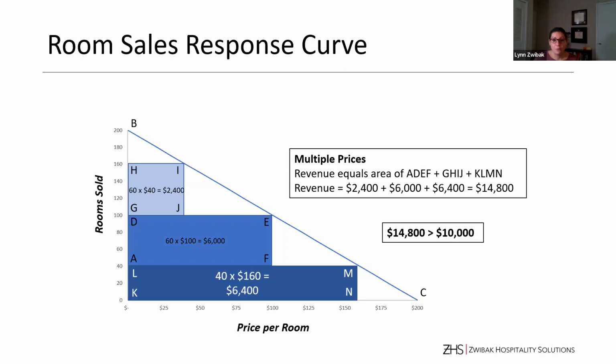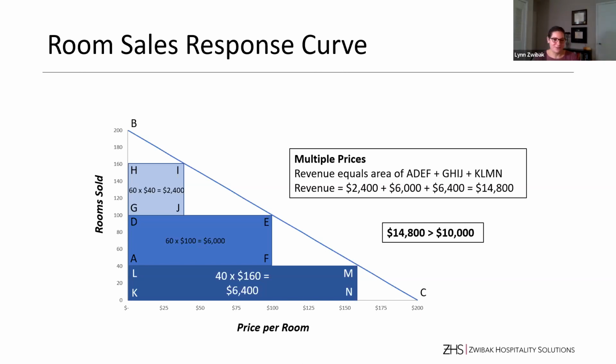$14,800 is more than the $10,000 that we had by only offering one price point. Granted, it's less than the $20,000 that we would have earned had we been able to fill in the entire triangle, but we're getting there.